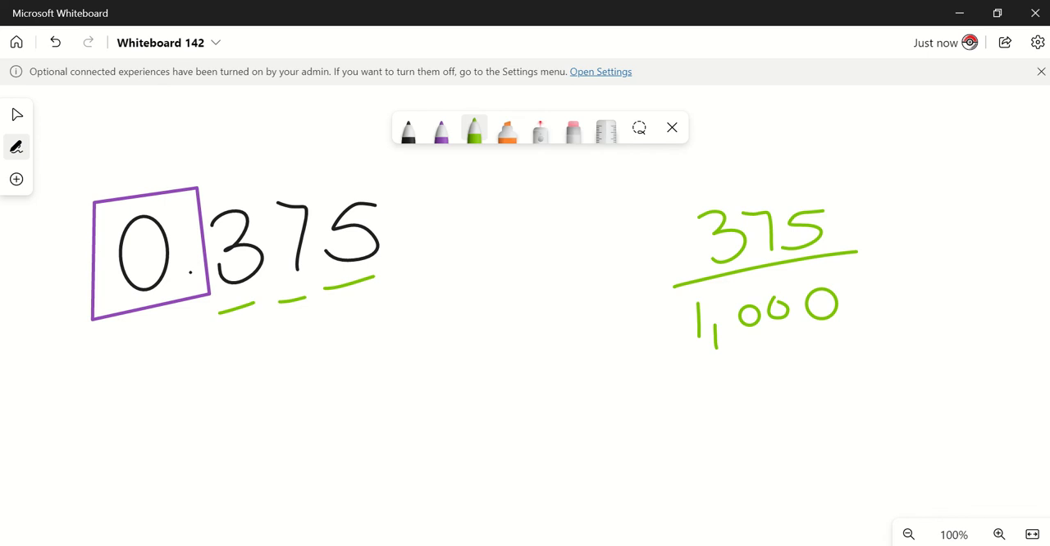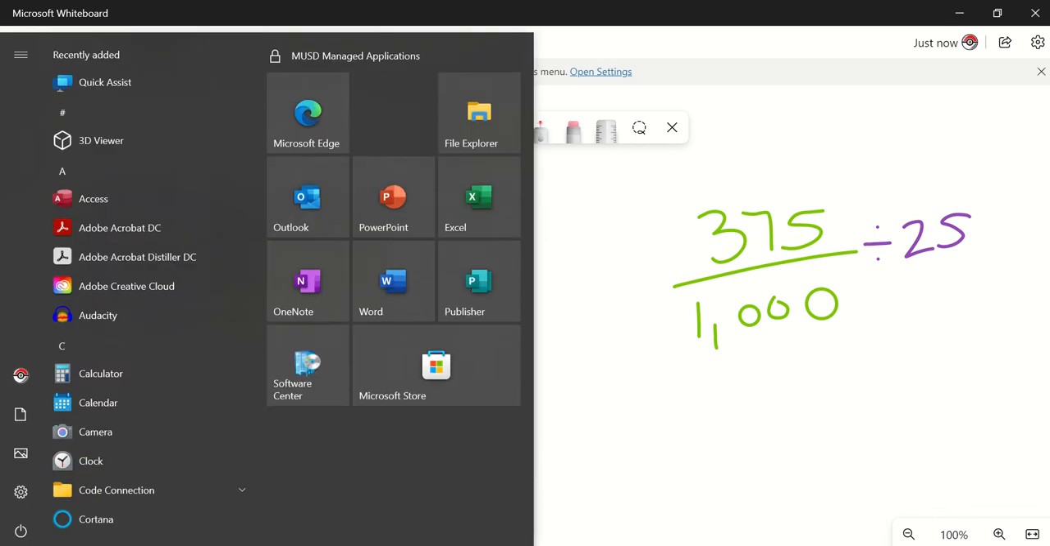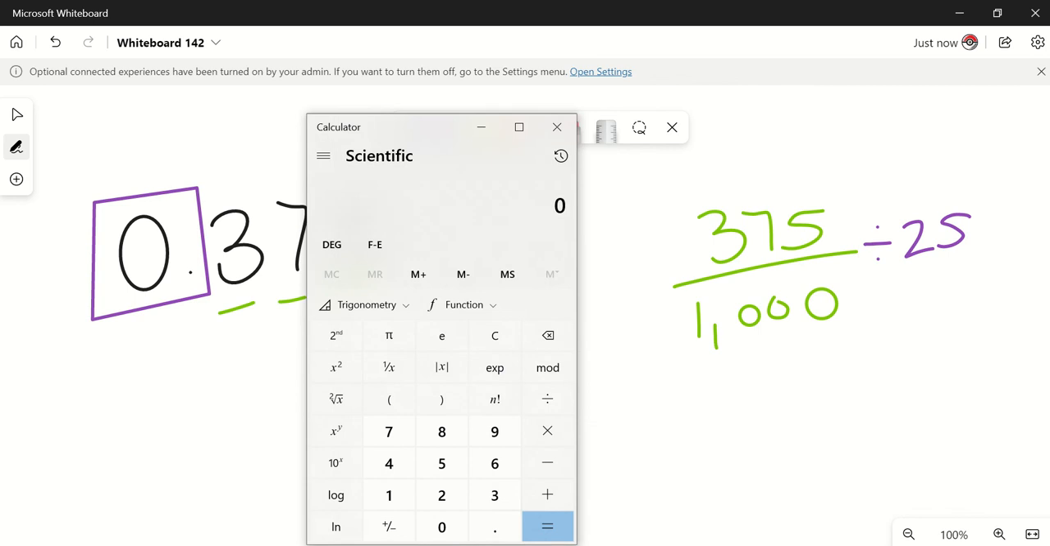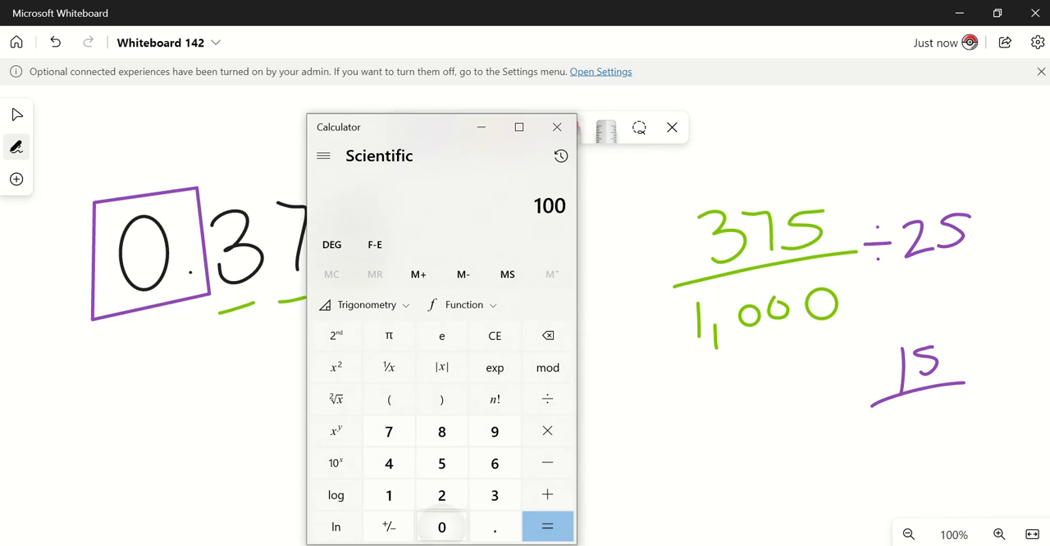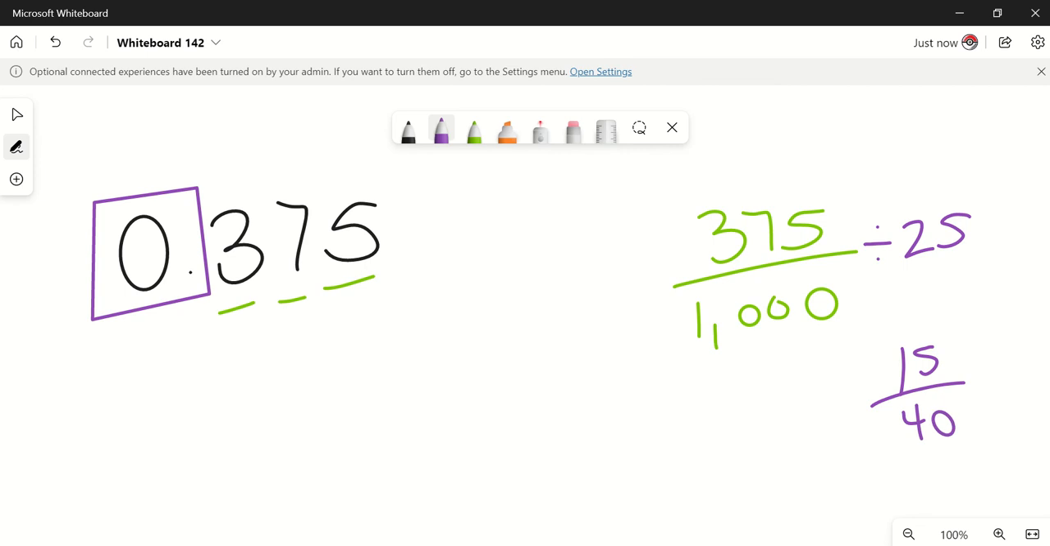I know that if something ends in 75, I can pretty much divide it by 25. Just for the sake of this being a quick one, let's use our calculator. 375 divided by 25 would equal 15. And then 1,000 divided by 25 will equal 40. And I know that that is not simplified at all. 15 and 40 both still have, I can still divide it by 5.